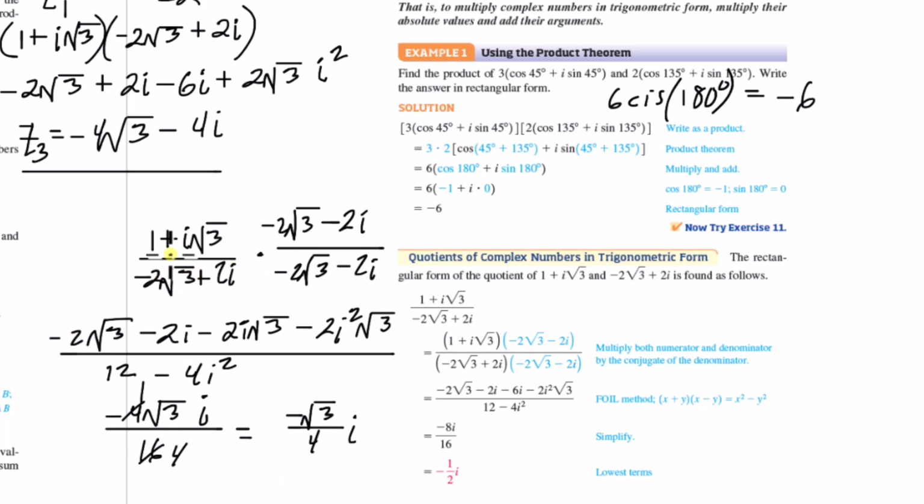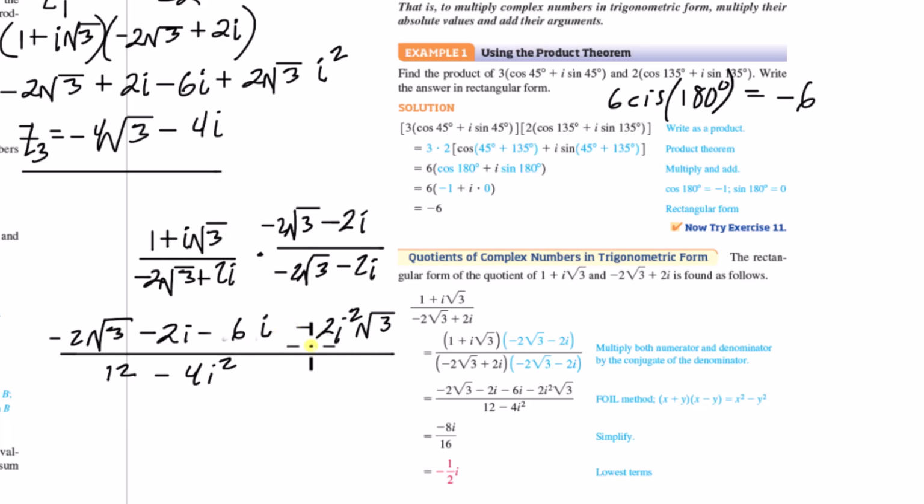Let's see, did I mess something up here? Minus 2 root 3 minus 2i minus 2i. Oh, this is going to be minus 6, because you've got root 3 times root 3 is 3 times minus 2. And then minus 2i squared root 3. So these are still going to subtract out. Minus 2i minus 6i is minus 8i over 12 plus 4. So minus 1/2 i, like that.